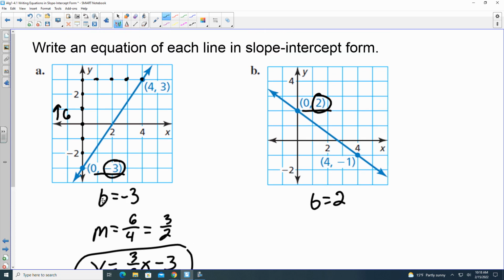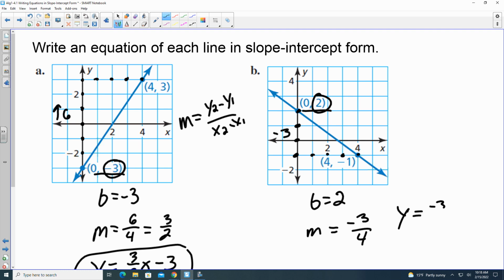And you can use the slope formula too. The y2 minus y1 over x2 minus x1, just like we did in chapter 3. For part B, starting here, I went down 1, 2, 3. So going down means negative 3. And it goes to the right, 1, 2, 3, 4. So that's positive 4. So my slope for this one's going to be negative 3 over 4. So my equation is going to be y equals negative 3 over 4x plus 2.